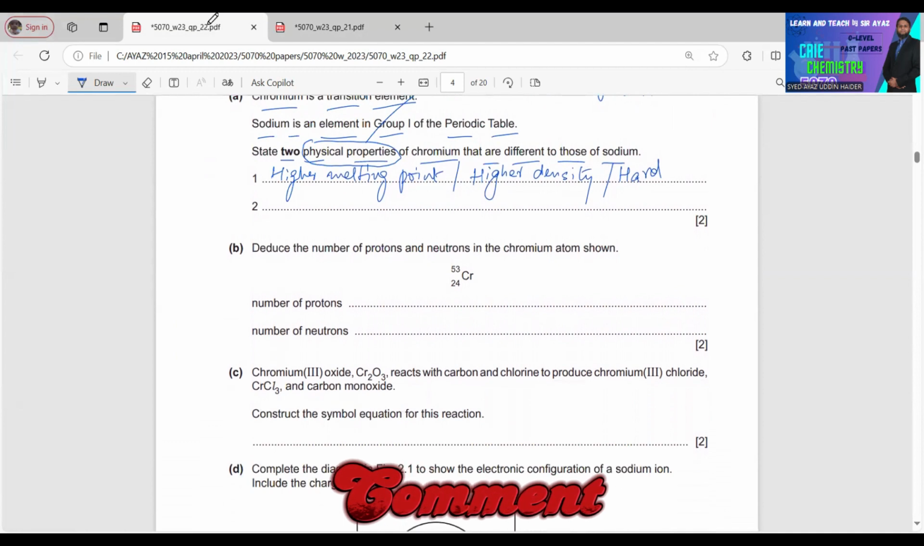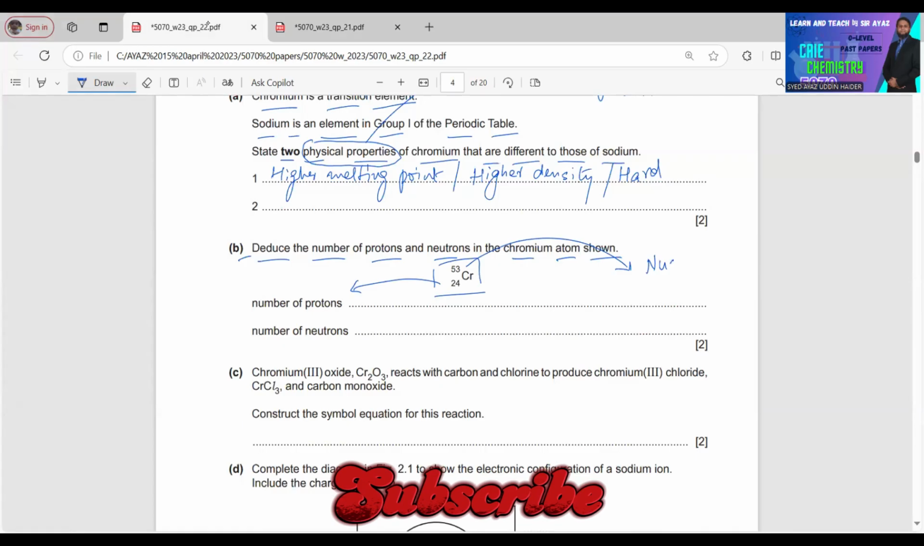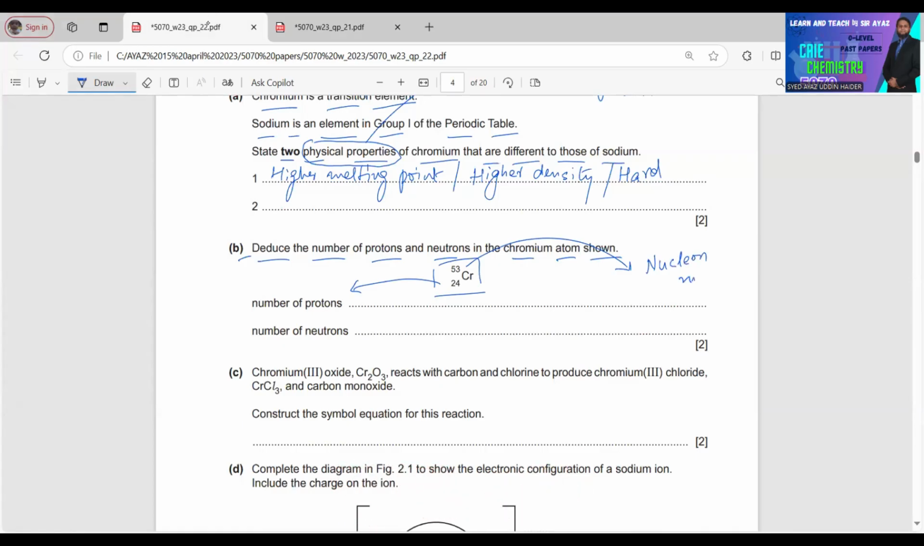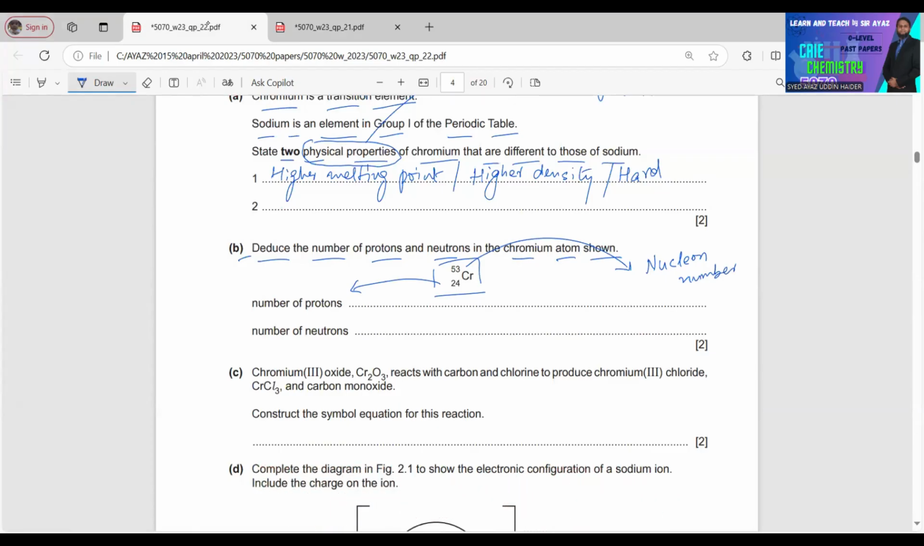Moving to next part, part B. Deduce the number of protons and neutrons in the chromium atom shown. Here we have chromium atom. There are two numbers you can see. Small number is the proton number. This number is the proton number. And the big number, it's a nucleon number. So for number of protons, I will look at the proton number, which is 24. So you write 24. What about the number of neutrons? You simply need to subtract number of protons from nucleon number. So 53 minus 24.